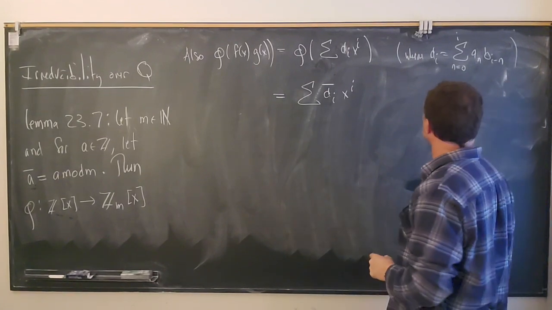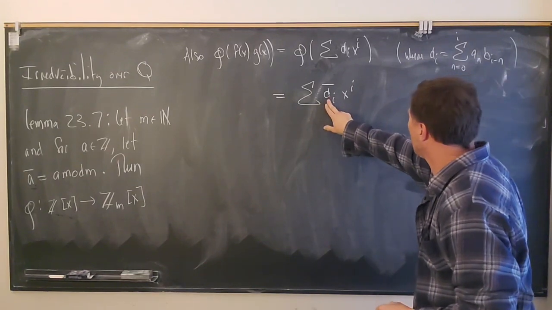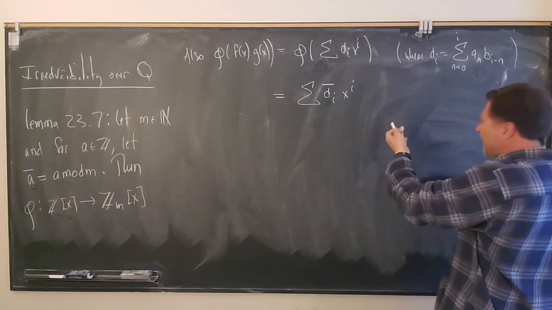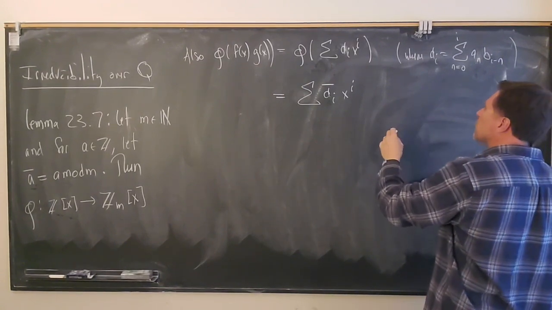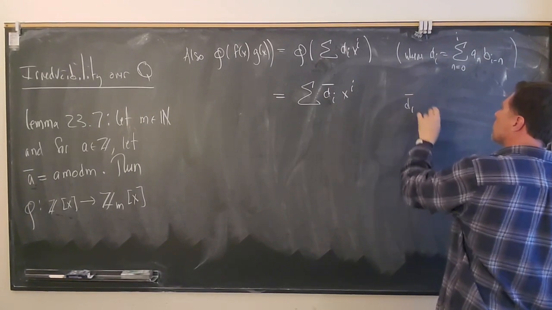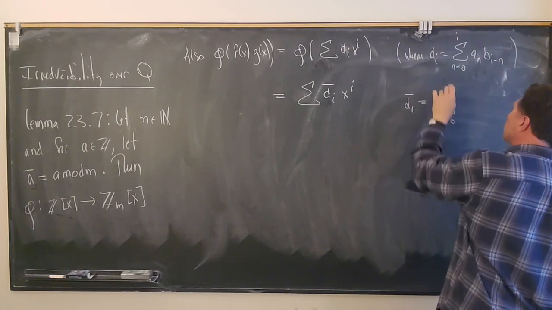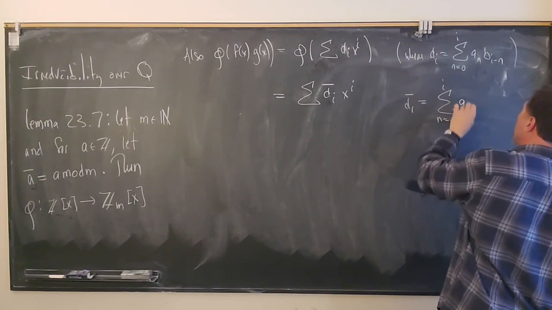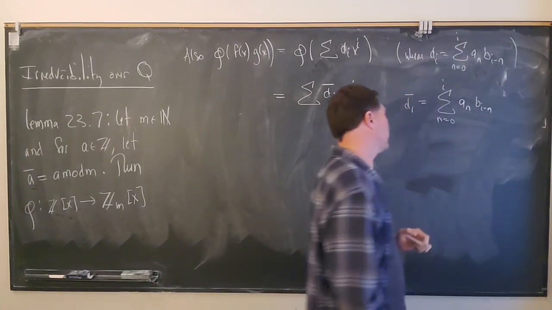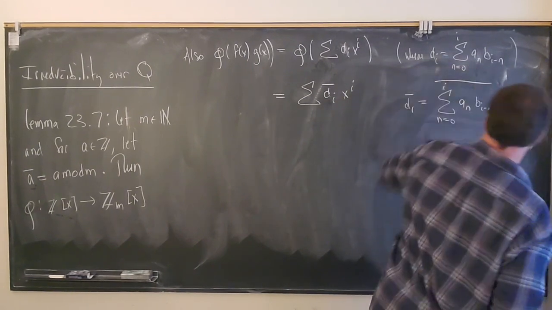Now, I want to just sort of off to the side think about what we have now. So if we bar d_i, what happens? This is kind of scratch work. You can write it off to the side if you like. So d_i bar is equal to the sum, n equals 0 to i, a_n b_{i-n}, and I need to bar the entire thing.